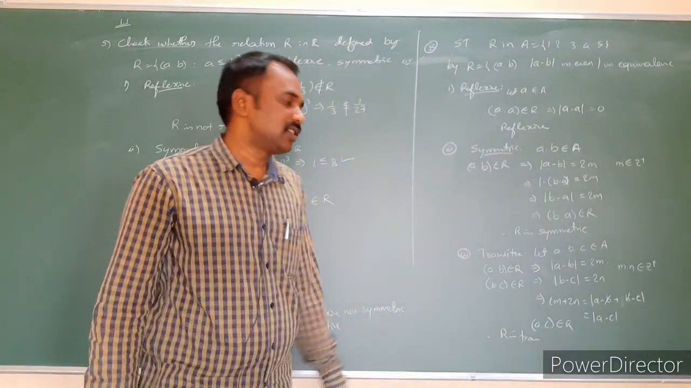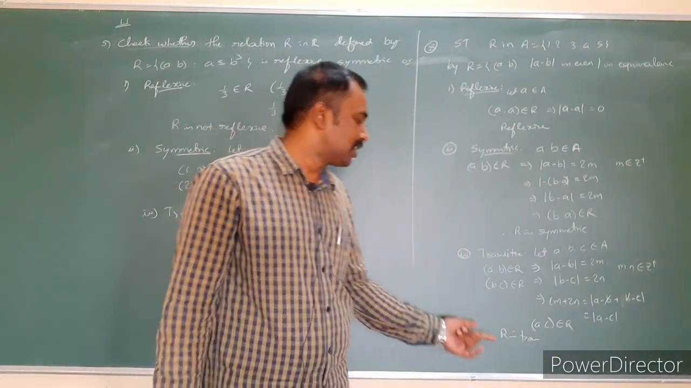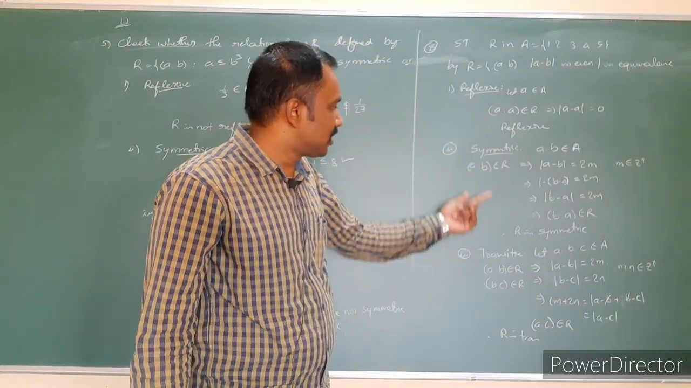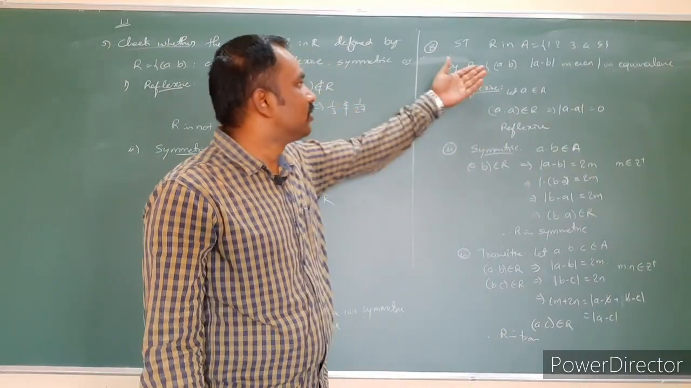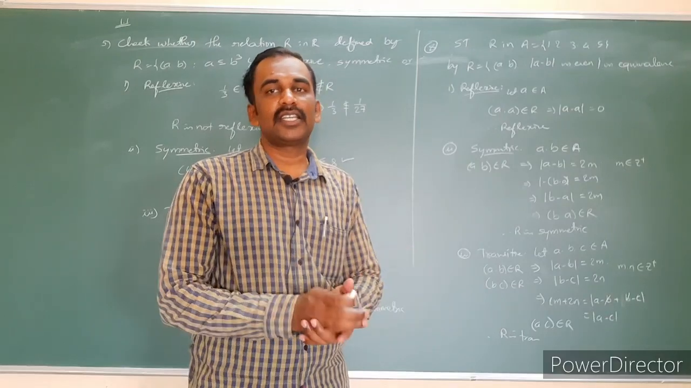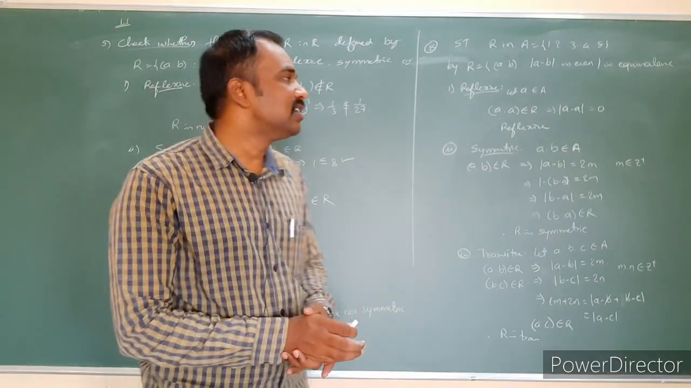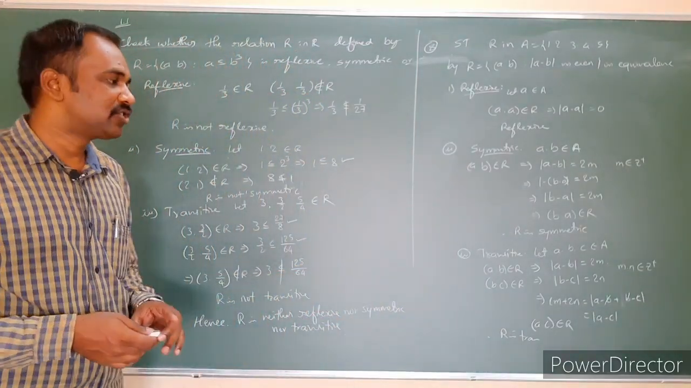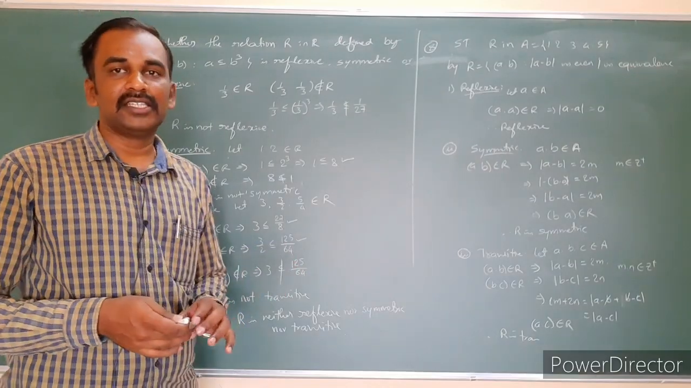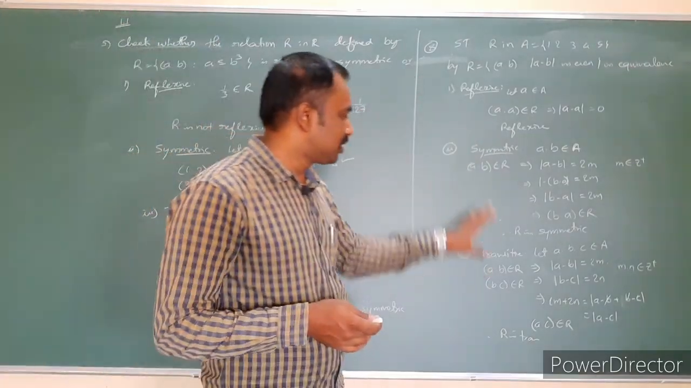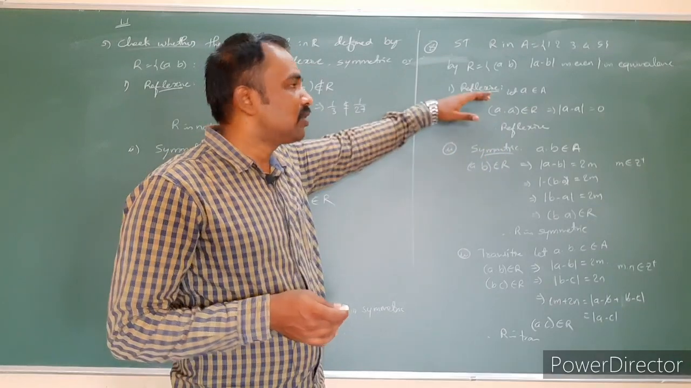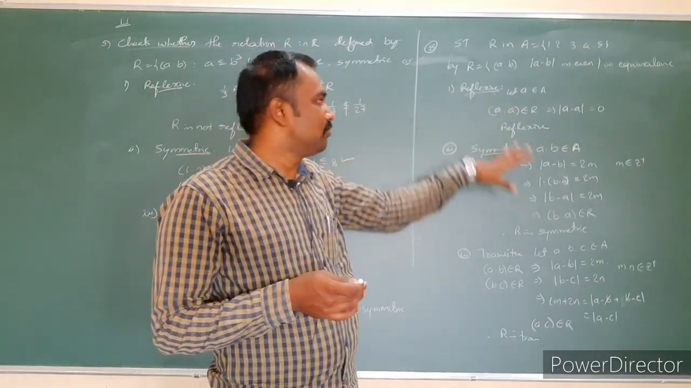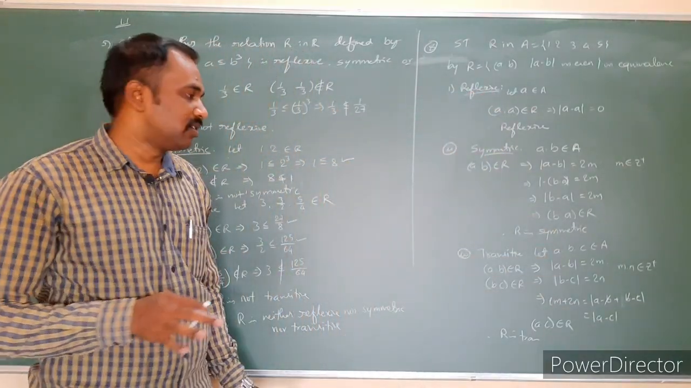Therefore R is a transitive relation. Hence we can finally conclude that the relation is reflexive, symmetric and transitive. So we can conclude that the given relation is an equivalence relation. This is a very simple way we can check reflexive, symmetric and transitive. To check these three conditions, it is compulsory to remember the definitions. If you remember the definition, you can easily solve it.